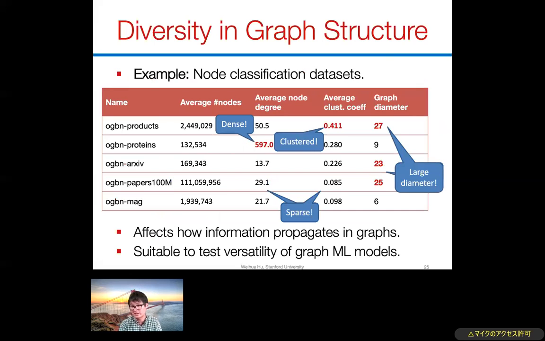Our graph datasets also exhibit diversity in graph structure. This table summarizes the basic graph statistics of the currently available 5 node classification datasets. As you can see, some graphs are extremely denser than the others, while others are more clustered and have larger graph diameters. The difference in graph structure can affect how information propagates in the graphs, which in turn can affect the performance of many graph ML models, such as GNNs and random walk-based node embedding models. Therefore, our collection of diverse OGB datasets are suitable to test versatility of graph ML models applied to different kinds of graph structure.